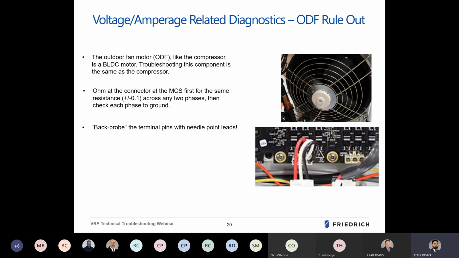Troubleshooting the outdoor fan is just like troubleshooting your compressor. The outdoor fan, like the compressor, is a brushless DC motor, so troubleshooting the component is pretty much the same. You want to ohm the connector at the MCS board first to see the resistance.